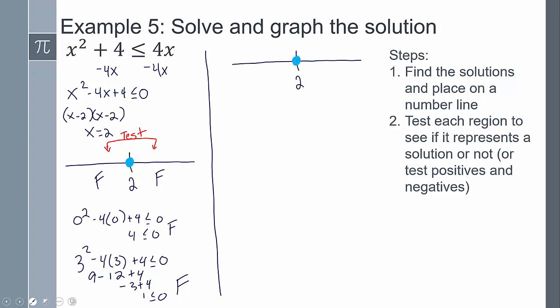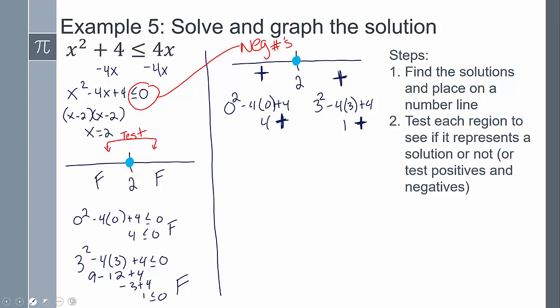Okay, so here's my number line again. There's the solution, because it equals the value, so it's equal to; that's why I have that. Now testing each region: on this side, if I plugged in 0, I got positive 4. On this side, let's test 3. I got a positive 1. Well, that's positive. This statement that's being compared to 0 asks for numbers that are less than or equal to 0. What kind of numbers are those? Negative numbers. I don't have any negative numbers here, so I can't shade anything. At least that's consistent.